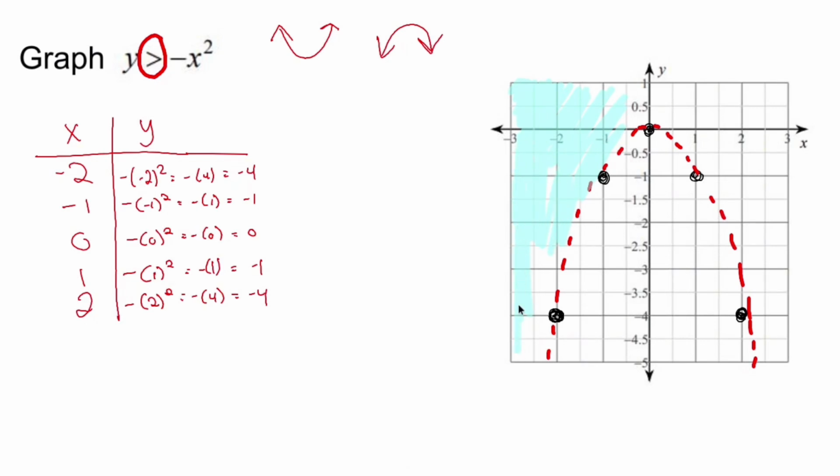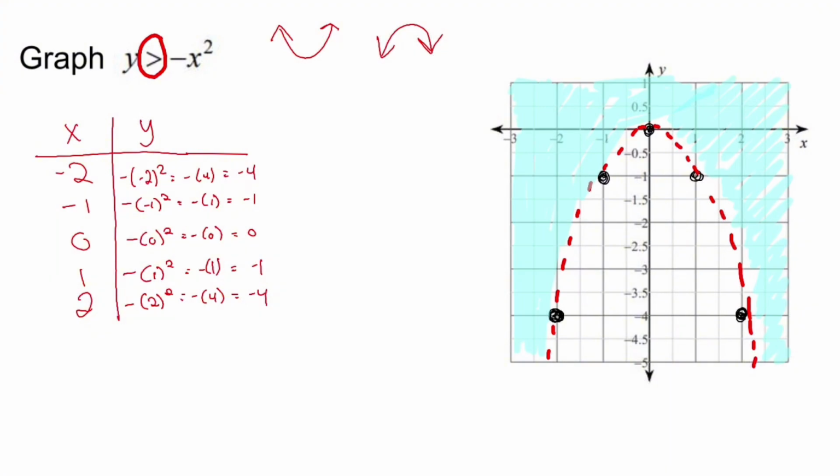So everything that I'm shading is technically a correct solution to this inequality. Like if I were to choose 2, 1 here and plug in 2, 1, it would give me a correct solution because it's an inequality, and I don't care about things being equal. In this case, I care about things being greater than. I'm not allowed to include the line itself. The line doesn't count, but everything in the shading does. And that's how you graph a parabola.